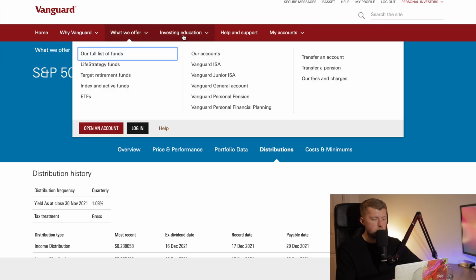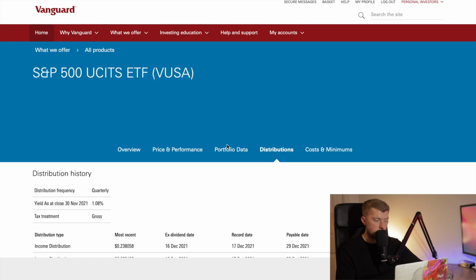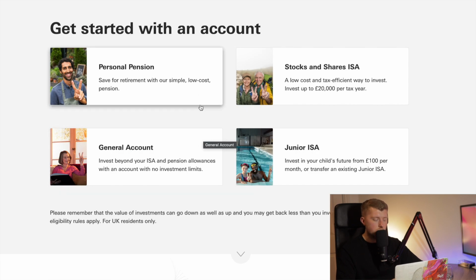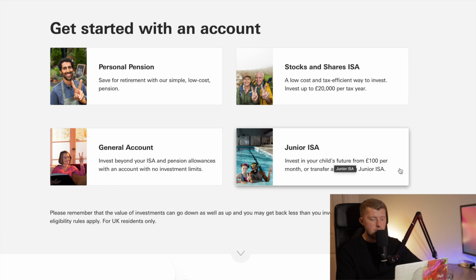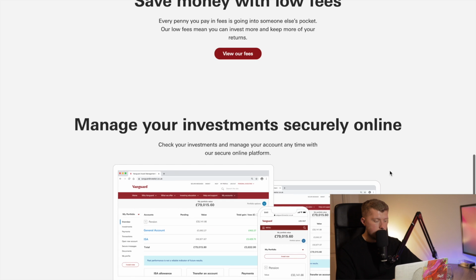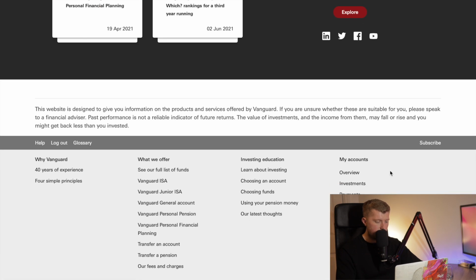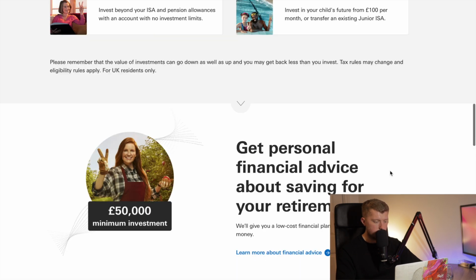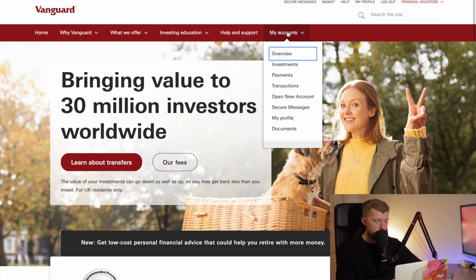As I said, there's tons of different funds on here for you to go through. The only other thing that I probably want to call out is that there are a few additional accounts on here. So we've got a personal pension account, as well as a junior ISA account if you've got kids which you want to invest for. And the only other thing that I wanted to call out is around the fees on this platform itself, which I believe is 0.2%, but I will just double check.